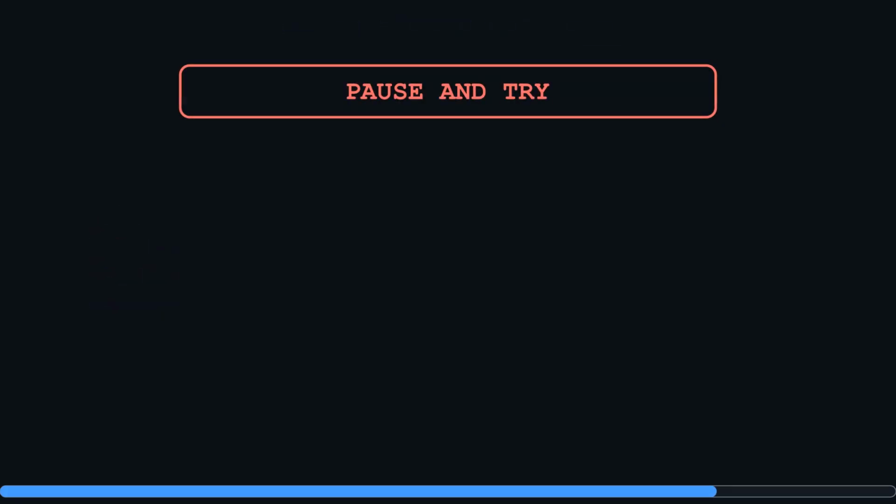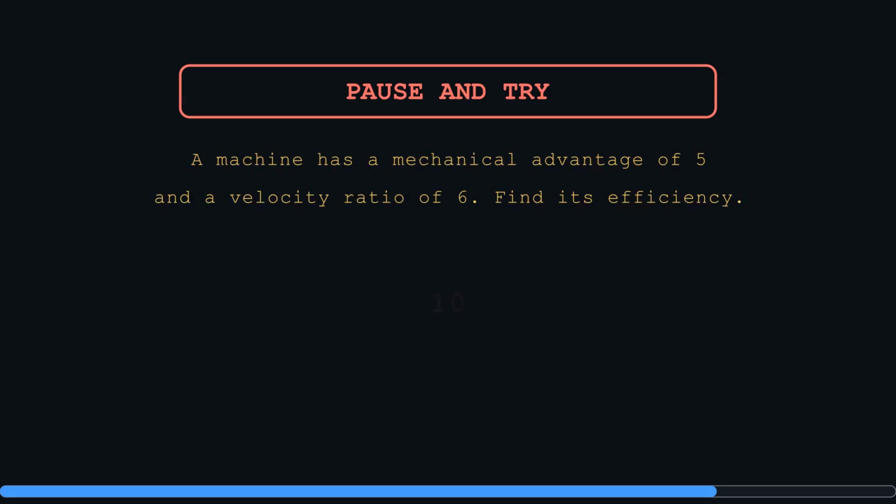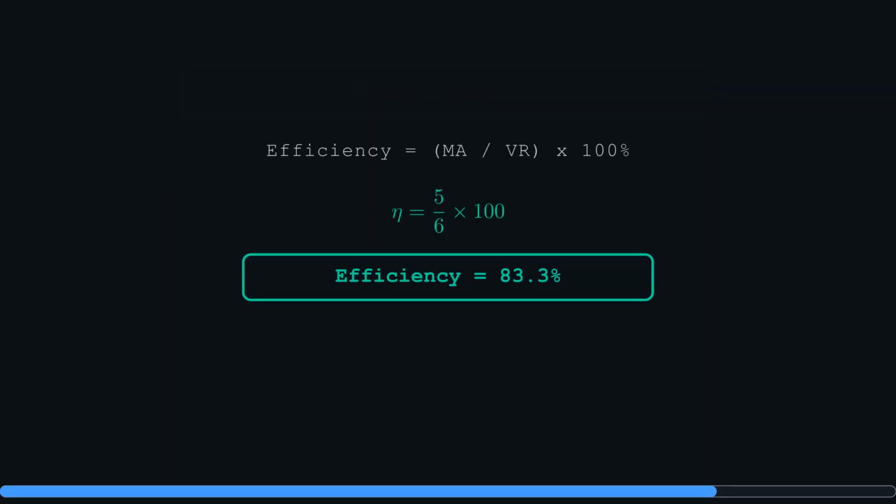Pause the video and try this problem yourself. Efficiency equals MA divided by VR times 100%. 5 divided by 6 times 100 gives an efficiency of 83.3%.